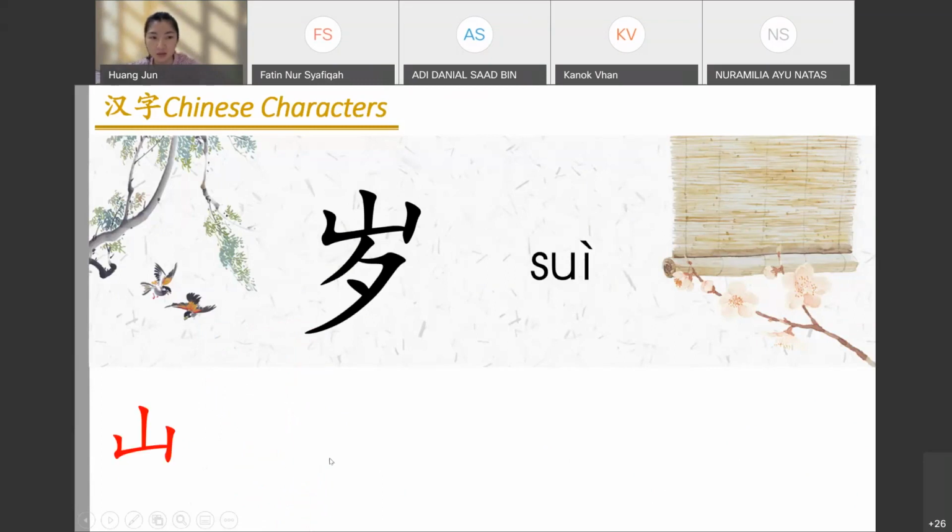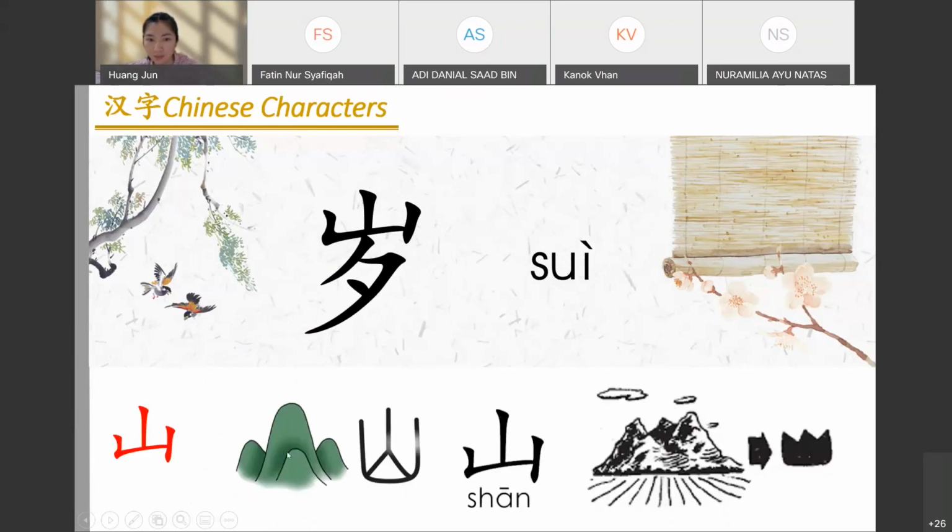When we remember 岁, focus on the top side of the word. The top side means mountain, and the pronunciation is 山. You don't need to remember the pronunciation, but you have to remember the meaning of the top side. It means the mountain. So once you see this part, it is the Chinese character 岁, years old.